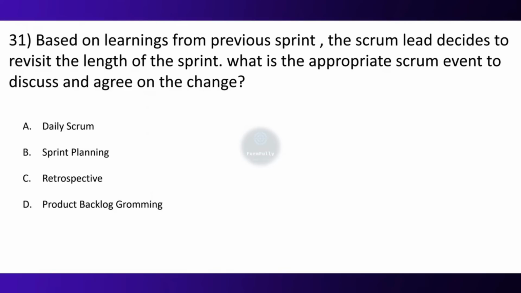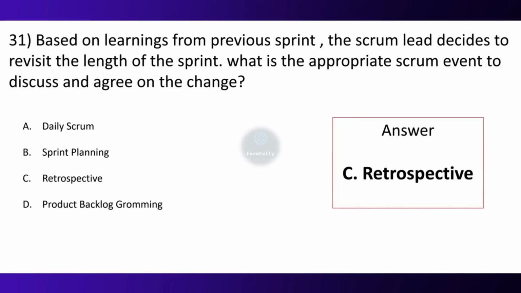Question 31. Based on learnings from previous sprint, the Scrum lead decided to revisit the length of the sprint. What is the appropriate Scrum event to decide and agree on the change? Option A. Daily Scrum. B. Sprint planning. C. Retrospective. D. Product backlog grooming. And the correct option is retrospective.